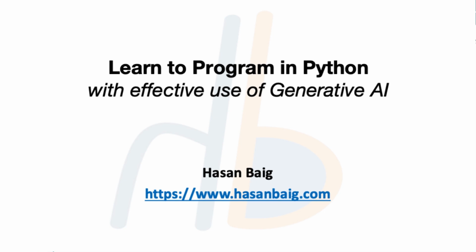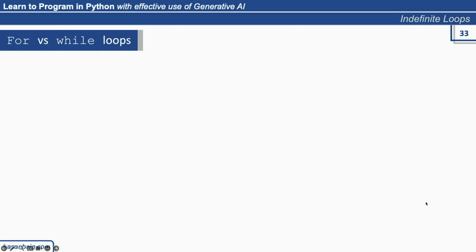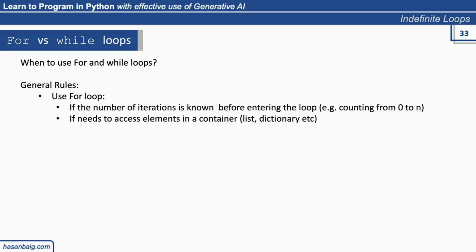So before I move on to the next activity, I would just like to summarize our for loop versus while loop comparison, when to use for and when to use while loops. So general rules: when you know how many times you need to run a certain portion of the instruction, like counting from 0 to 9, you can use a range function to run that piece of code that many times.